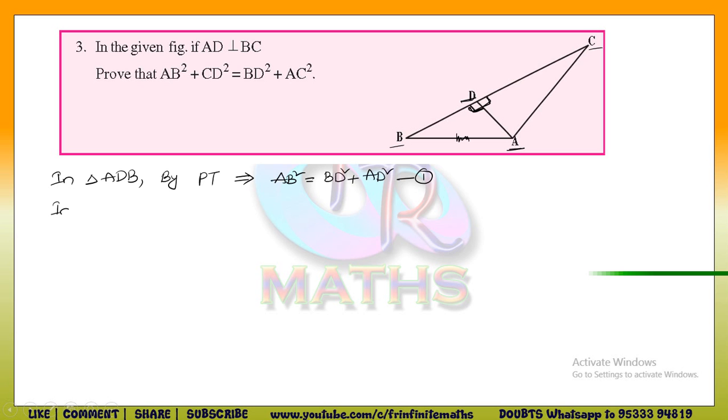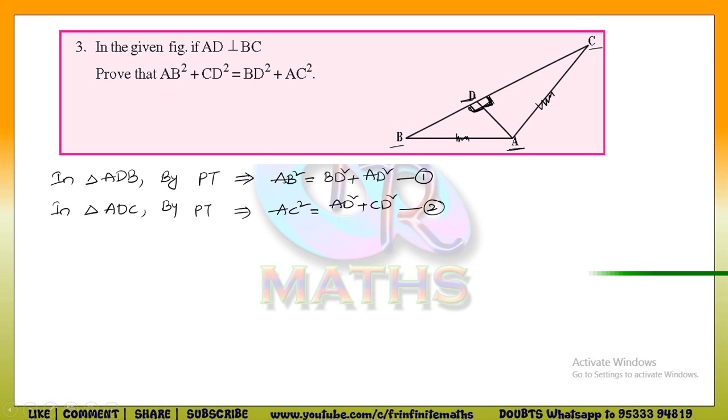The same way we are having one more right angle triangle, right? So what is the right angle triangle? ADC. For that also if we apply Pythagoras theorem, since this D is right angle, this AC is my hypotenuse. Clearly then I can write it as AC square is equal to AD square plus CD square. Let this be equation number 2.